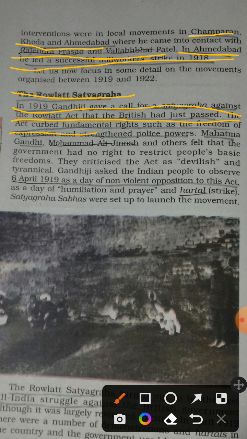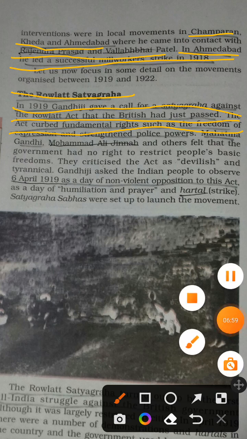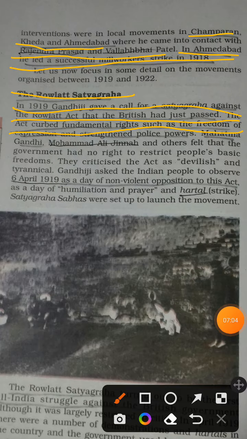The Act curbed fundamental rights such as freedom of expression and strengthened police powers. Mahatma Gandhi and Muhammad Ali Jinnah and others felt that the government had no right to restrict people's basic freedom. They criticized it as devilish and tyrannical. Gandhiji asked the Indian people to observe 6 April 1919 as a day of non-violent opposition to this Act.